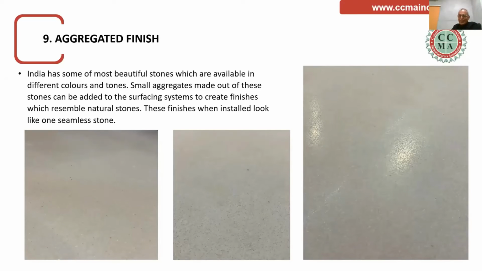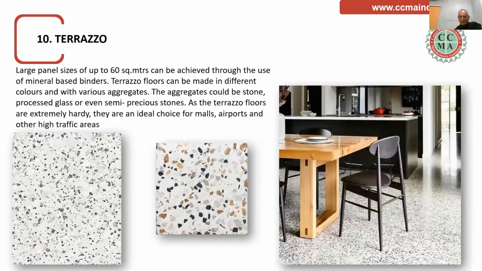Further, India has some of the most beautiful stones, which are available in different colors and tones. Small aggregates made out of these stones can be added to the surfacing systems to create finishes which resemble natural stones. These finishes, when installed, look like one seamless stone. And finally, good old terrazzo. These floors can be installed in large panels. One could easily go up to 650 square feet without a joint. The optics of a seamless terrazzo is incomparable.